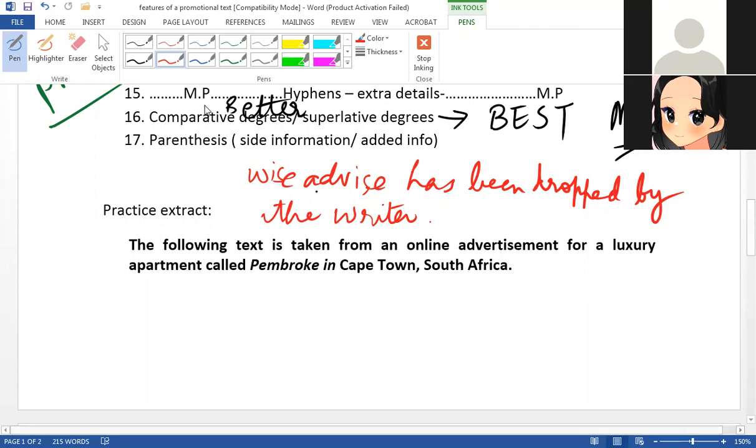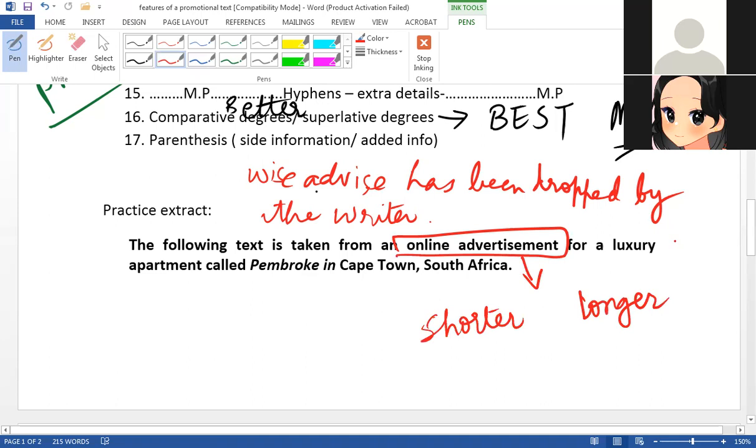Now what you're going to look at is the following text, taken from an online advertisement. When there is an online advertisement, are the paragraphs going to be shorter or longer? Who is going to tell me? Online reading you're doing. Do you think people would be involved in longer pieces of text, or it has to be quick, it has to be smart? Will they be longer, miss? No, Aisha. It will be shorter text.